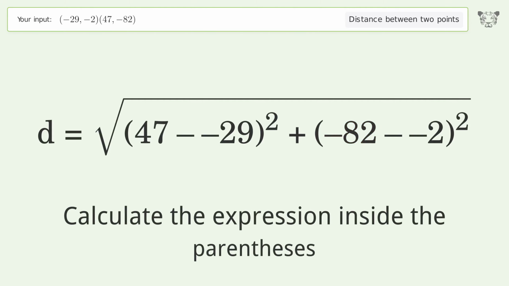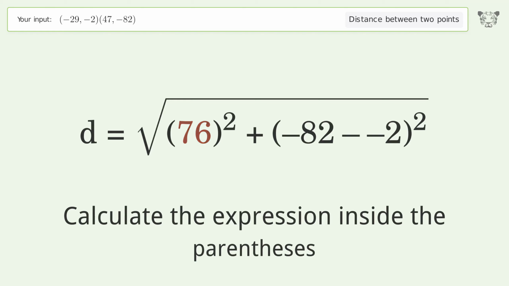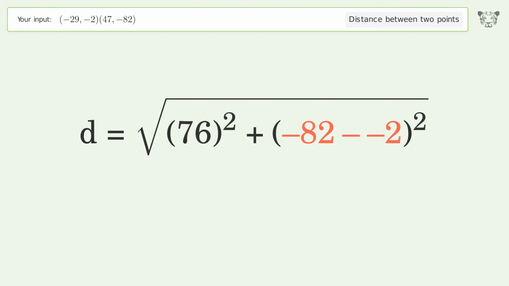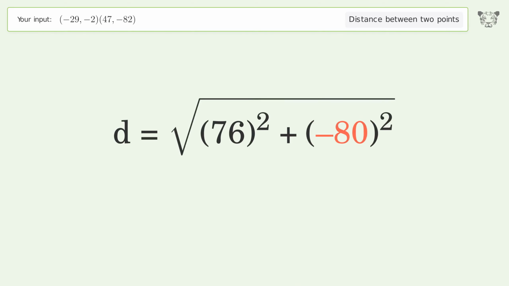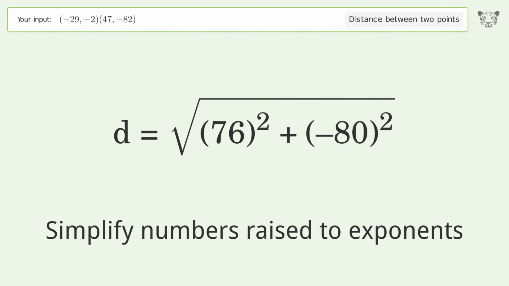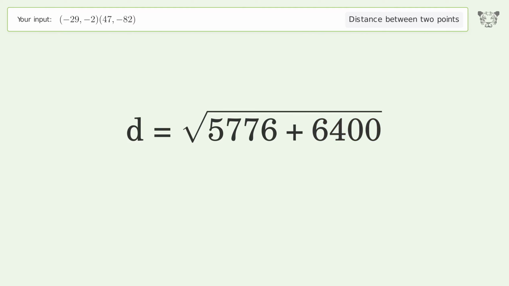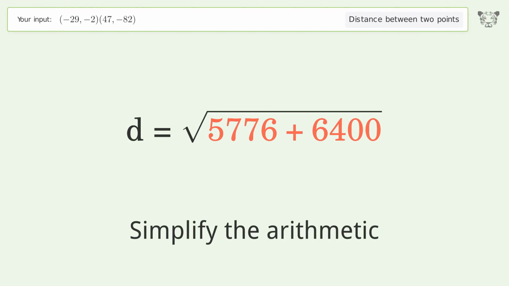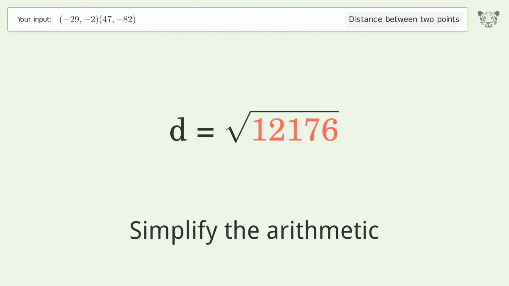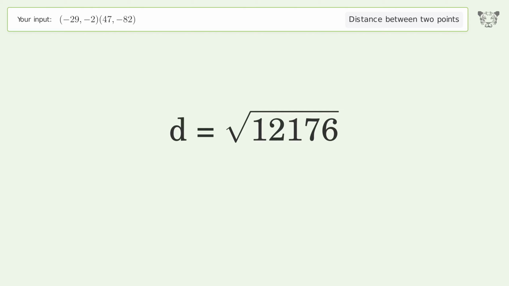Calculate the expression inside the parentheses. Simplify numbers raised to exponents. Simplify the arithmetic. And so the distance between the 2 points is the square root of 12,176, or 110.345.